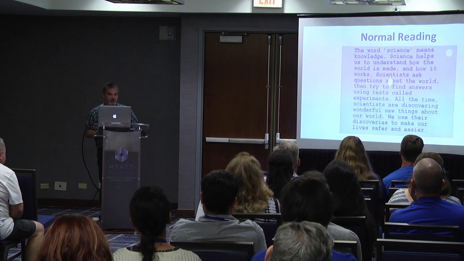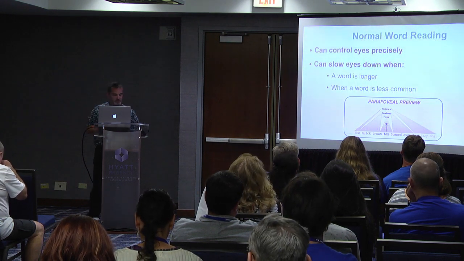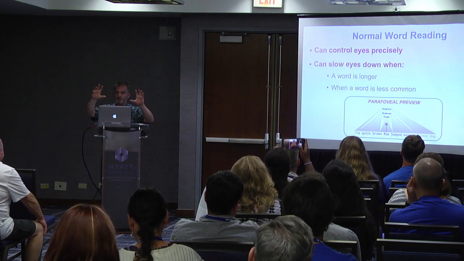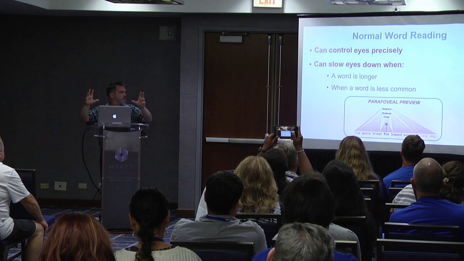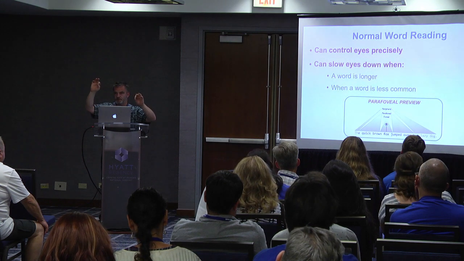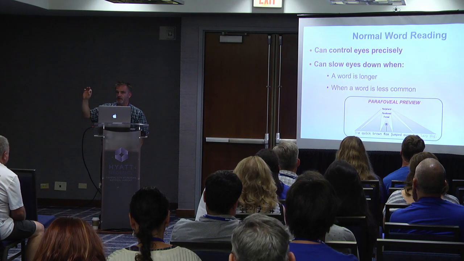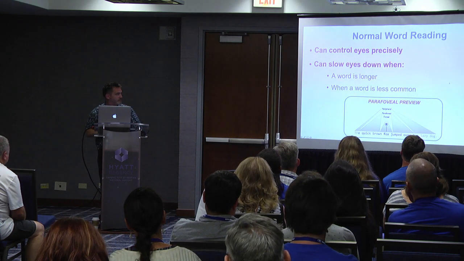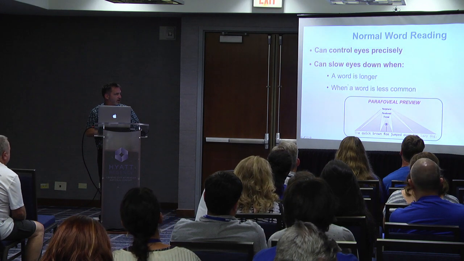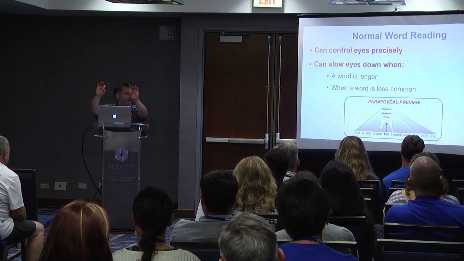And we've got a really good group of reading researchers in Leicester, and they've helped us with a lot of this work. If you take normal readers, they can move their eyes in a very, very precise way to read. And actually what they do is, as they move their eyes from word to word, they can slow their eyes down when they know there's a more complicated word coming. So say you've got a longer word coming, say it's a bit more complicated visually, or a word is less common, they're able to slow their eyes down so that they can look at that word for longer.